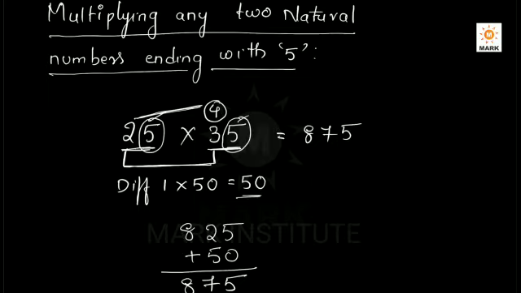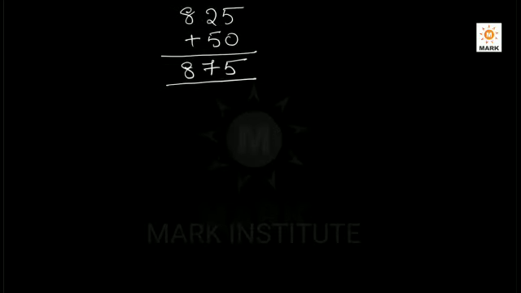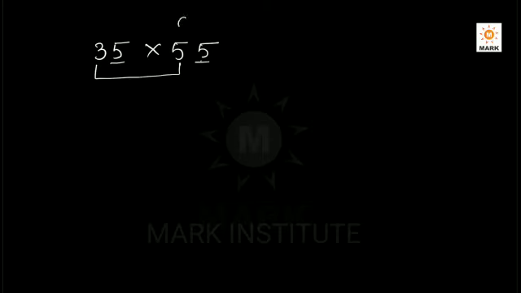Now we will practice some more questions. It will be very easy for you. Suppose there is a number 35 which should be multiplied with 55. 5 is anyway common. In the remaining two digits, which is the highest number? 5. The next higher number for 5 is 6. Keep it ready. And the difference between 3 and 5 is 2.